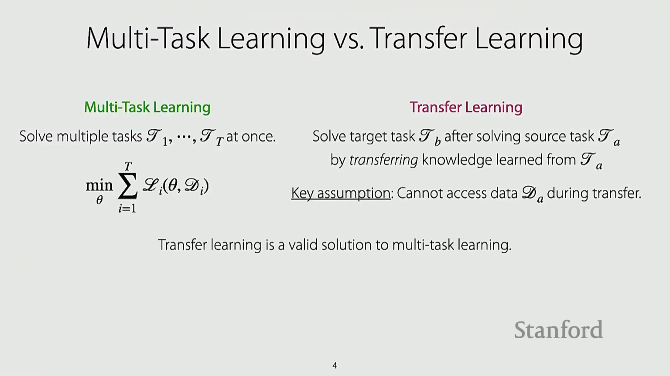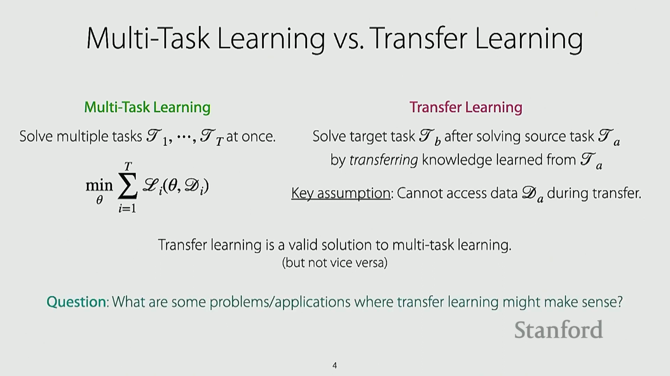It's worth mentioning that transfer learning is a valid solution to multitask learning. If you care about one of your tasks in particular, you can try to solve a previous task and then transfer to that target task, but not vice versa. So in transfer learning, you really care about the target task, whereas in multitask learning, ultimately, you are trying to optimize the loss for multiple tasks.